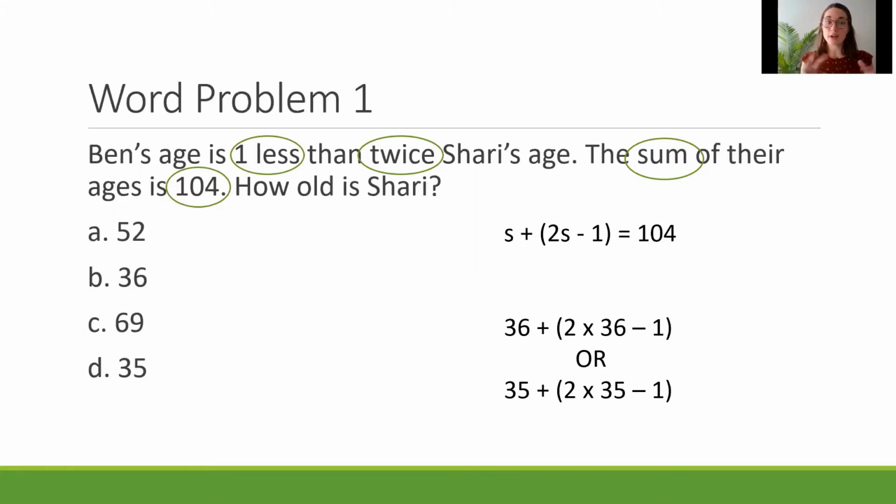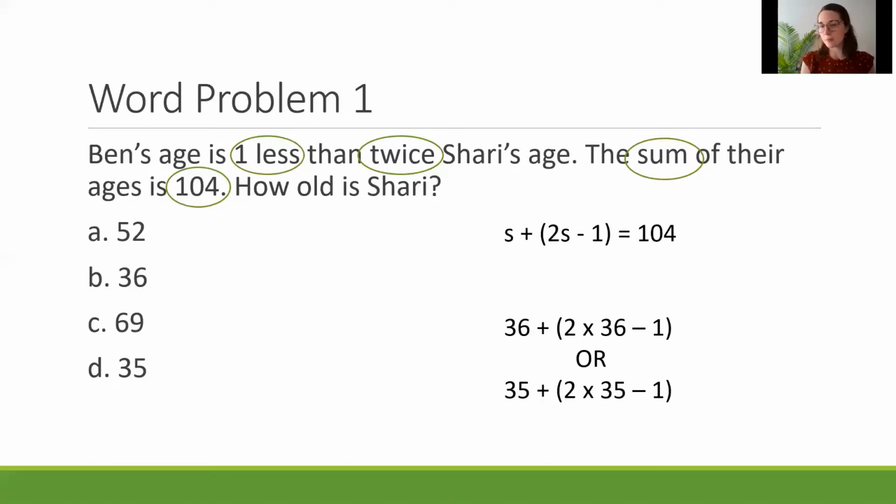The sum of their ages is 104. So sum is addition, right? And the 104 is the total number of the 2 ages combined. So if I look at this, I'm going to put it all together in a number sentence. So I need to add Sherry's age and Ben's age.